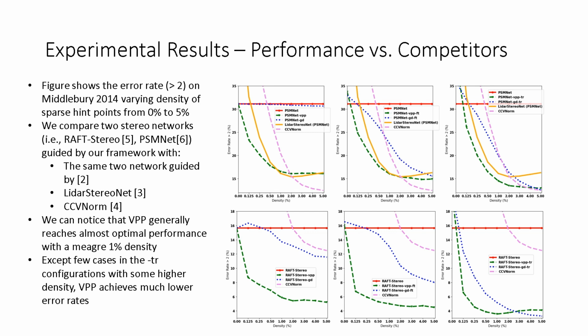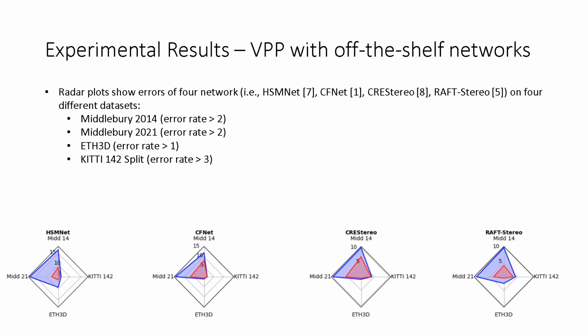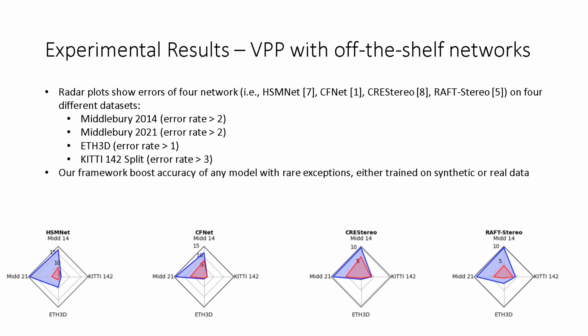In conclusion, we will show experimental results against competitors and the effectiveness of our method with off-the-shelf stereo networks. As shown in the figures, VPP generally reaches almost optimal performance with only 1% of depth density. Except for a few cases in a training configuration with higher density, VPP achieves much lower error rates. These last plots show the effectiveness of our technique using off-the-shelf networks. Even without any additional training, our framework boosts the accuracy of any model, with rare exceptions.